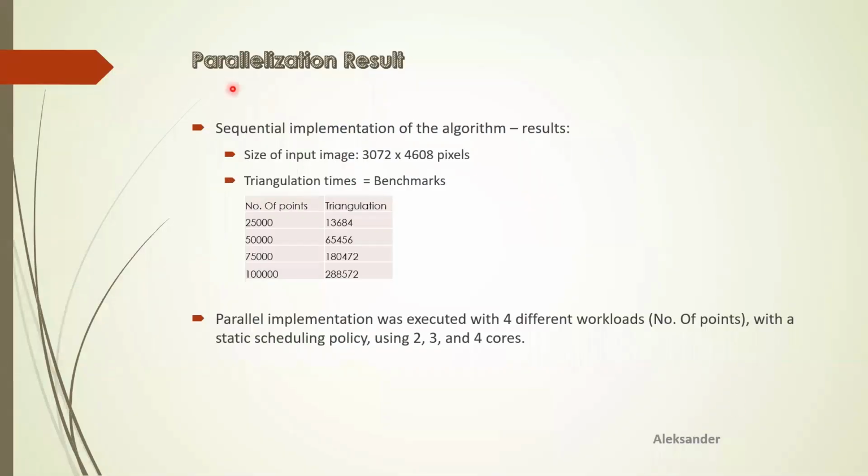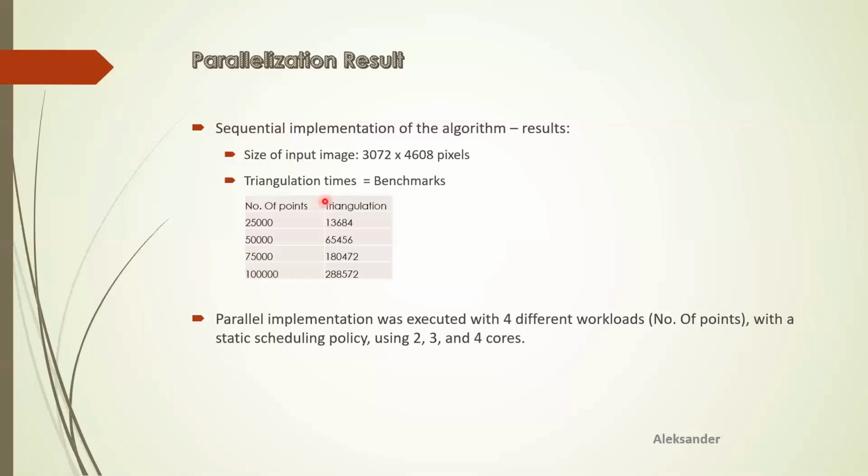Hi, my name is Alexander, and I'll be talking about the results of parallelizing our image processing algorithm and our future considerations after that. To measure our results, we first looked at the results of our sequential implementation. Solomon explained how we ran this and the different times we got in his time analysis section. What we did was we gave it an input image with a size of 3072 times 4608 pixels. And then we calculated the triangulation times for 25,000 points, 50,000, 75,000, and 100,000 points.